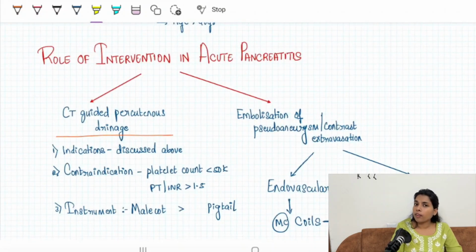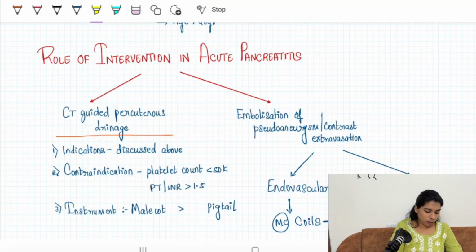We do both non-vascular interventions as well as vascular interventions. Coming to non-vascular interventions, we do CT guided percutaneous drainage because it's a retroperitoneal collection. Pancreas is a retroperitoneal organ, right? So all the collections are mostly retroperitoneal. So we would prefer going with a CT guided procedure over an ultrasound guided drainage.